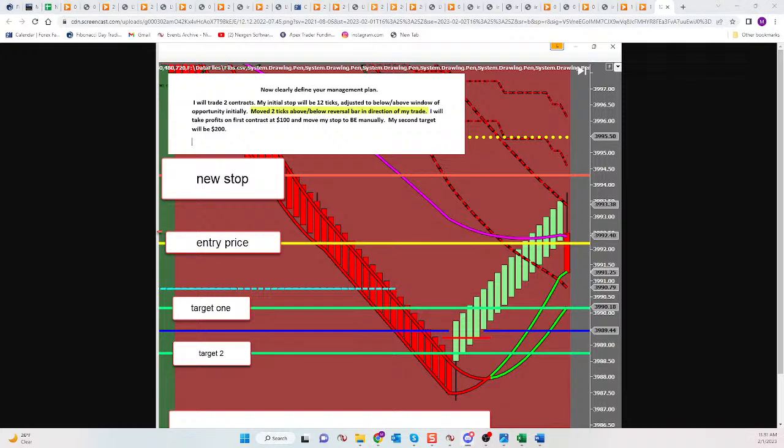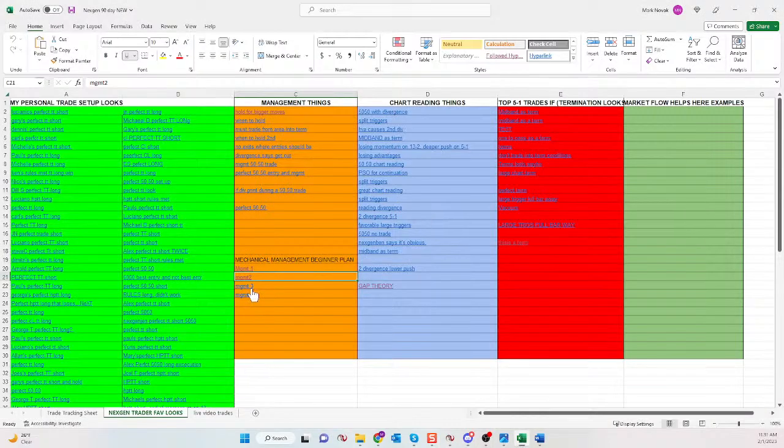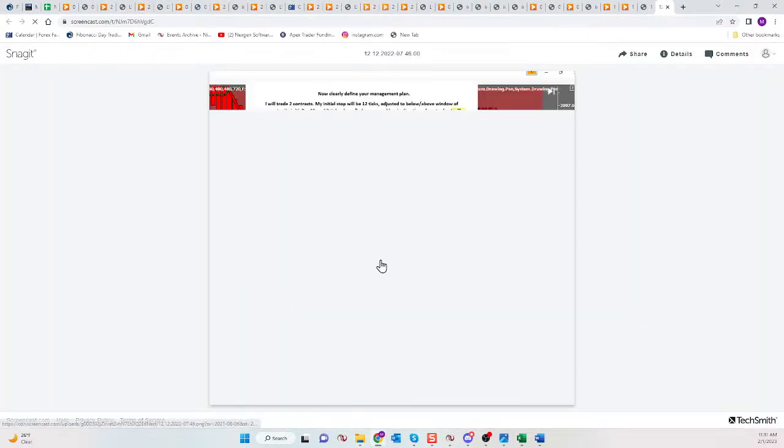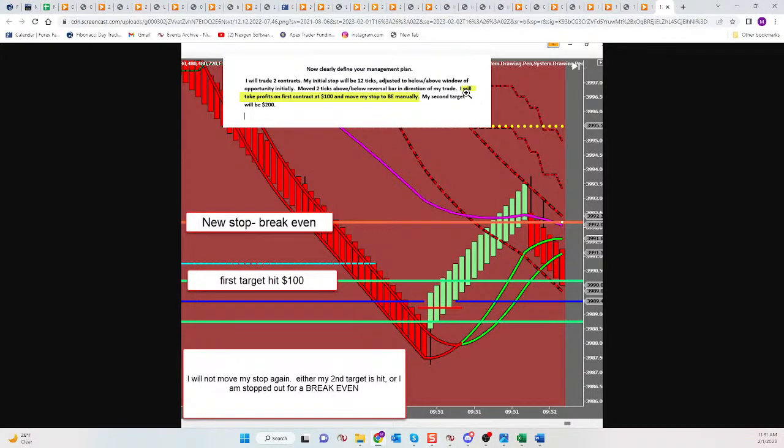Guys, if you have a question about this, let me know. I'm going to share these pictures. Put them in your spreadsheet just like I have them in mine. This is your third management picture. I will take profits on the first contract at $100 and move my stop to break even manually. So you can see price has come all the way down to the first target. $100 has been realized. The stop has been moved to break even. And guys, I'm not moving my stop again. Either my second target gets hit or I'm out of it, break even on that second contract.